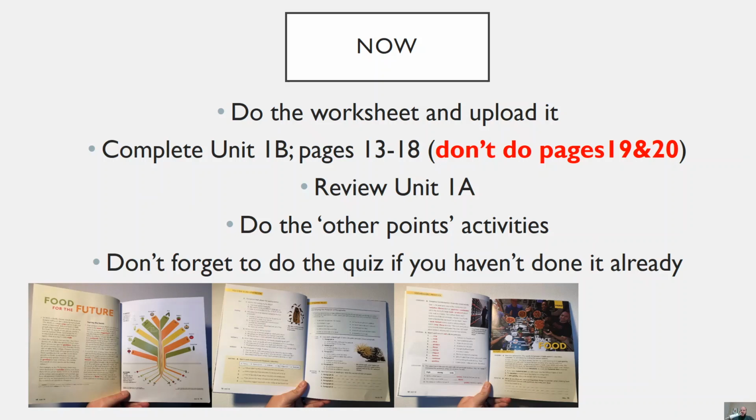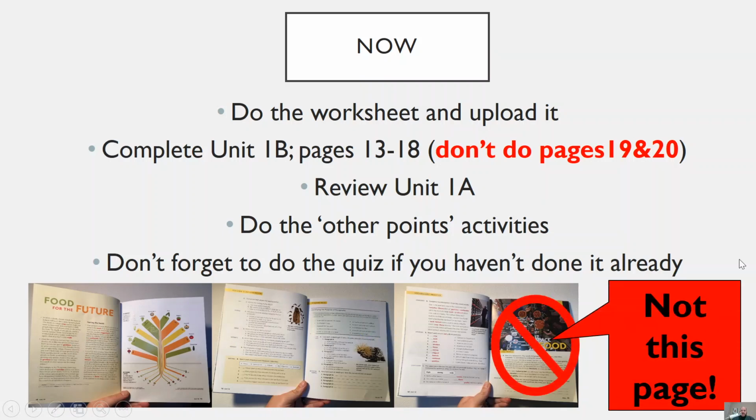So now, what I would like you to do is to download the worksheet, worksheet 2, complete it, and then upload it. Also, I would like you to complete Unit 1B in your textbook. That's pages 13 to 18. Don't do pages 19 and 20. Look at the bottom here. These are the pages I want you to do. So, not this page. And not the next page.